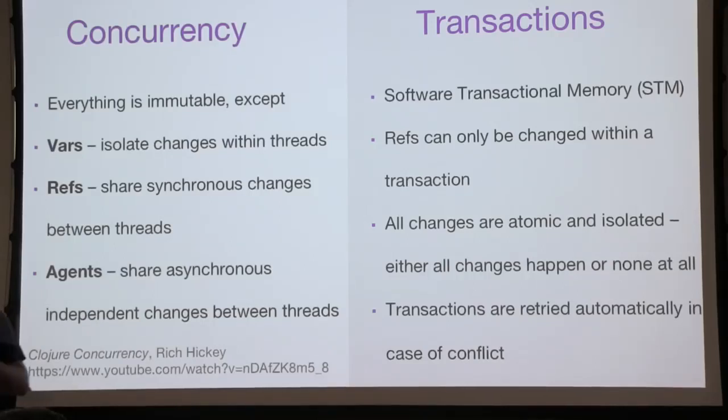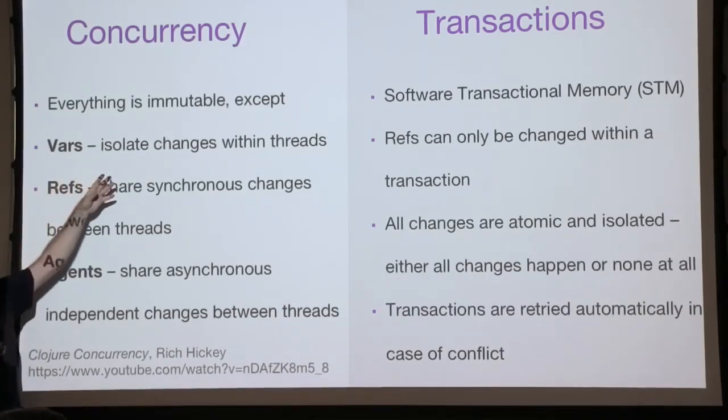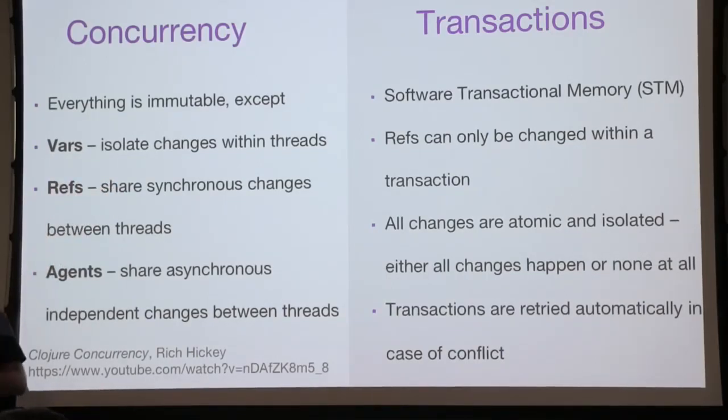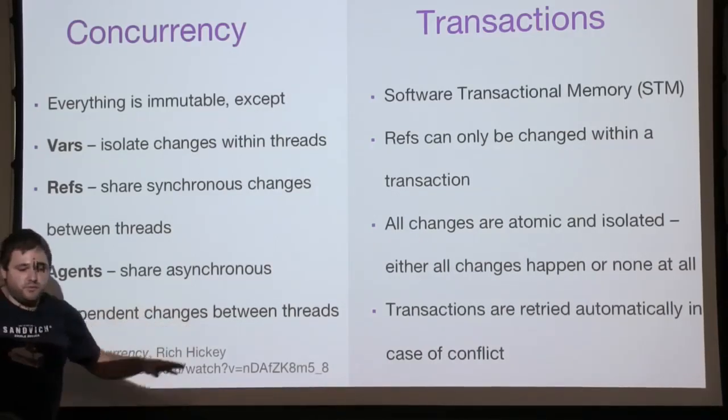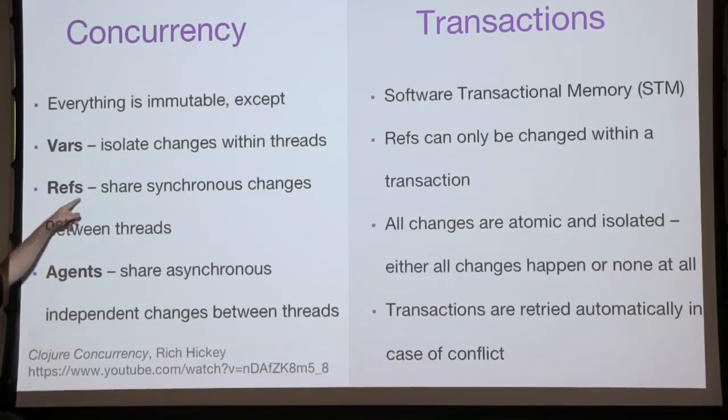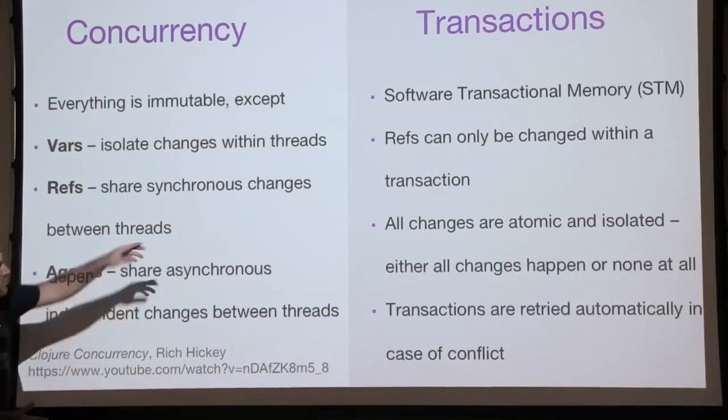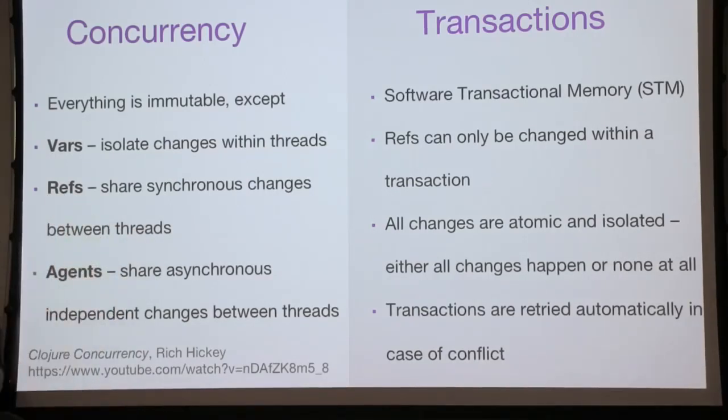What you do in order to deal with threads and concurrency is you have these primitives in the system. I'm not going to go into details, but vars are bound to a thread, they're like thread-local values that are invisible to other threads. And refs allow you to share data synchronously between those threads in a transactional way. So Clojure has this notion of STM, software transactional memory.